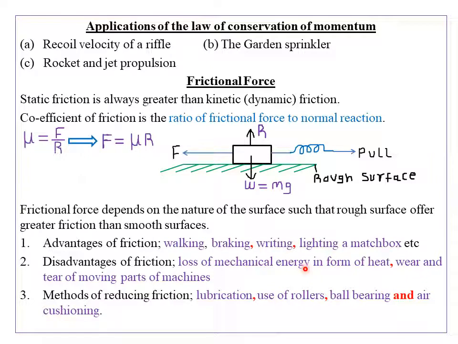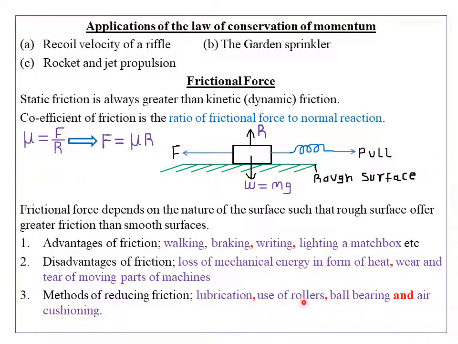Also, the other disadvantage of friction is that it can lead to wear and tear of the moving parts of the machine. For example, a wheelbarrow, also a bicycle, or any other moving parts of the machine. Friction can lead to wear and tear of the moving parts. So of course, to reduce that, you can apply some lubricants. Then methods of reducing friction: one, we have lubrication, by applying lubricants, for example grease and oil.